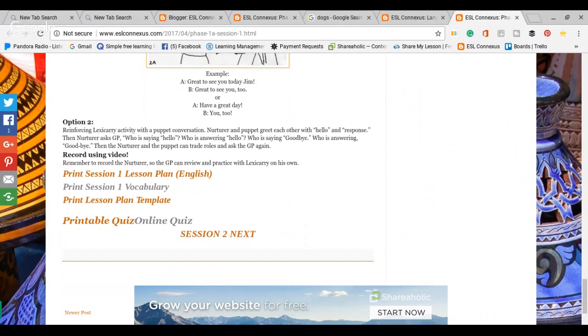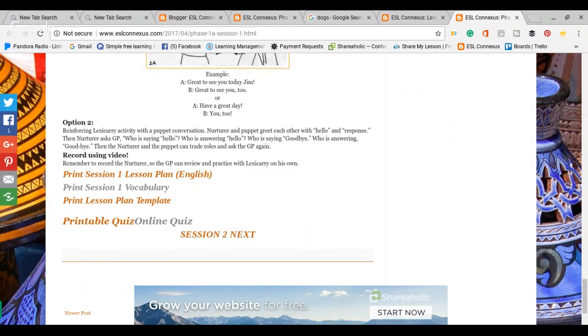You notice at the bottom here, you can print a lesson plan in English. Right here, there's a link to it. You can see a printout of the vocabulary, and then there's also a lesson plan template. So obviously, these lessons are just an example of where you can go and how to do it. But ultimately, it would be wonderful if you got to a place where you started creating your own lessons. And then you can go as far as you want with this.